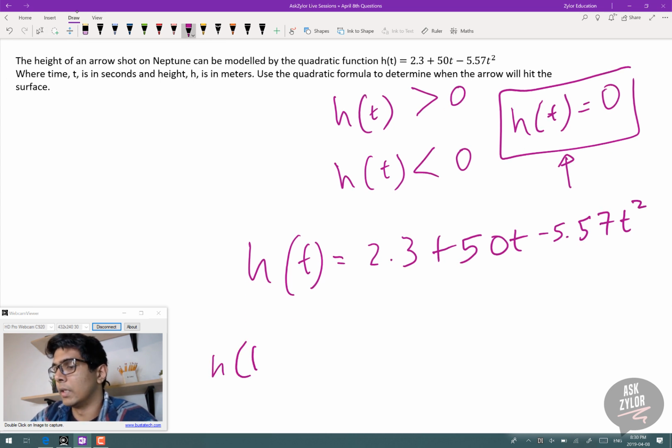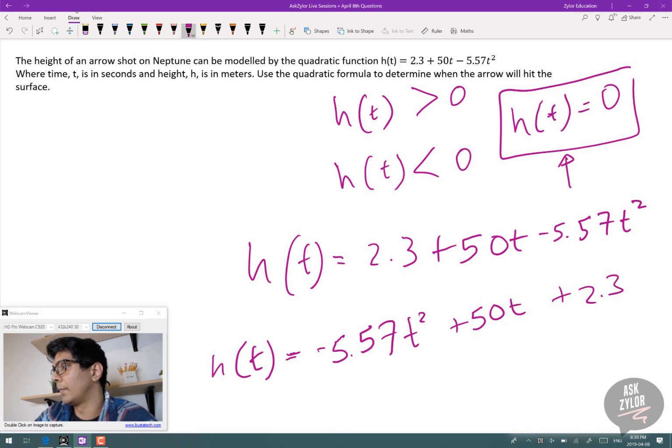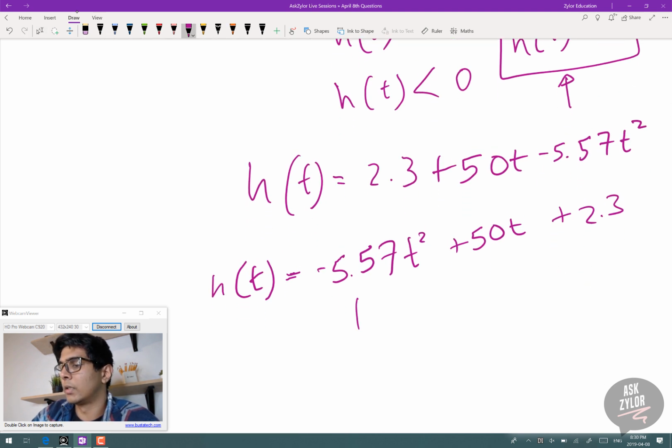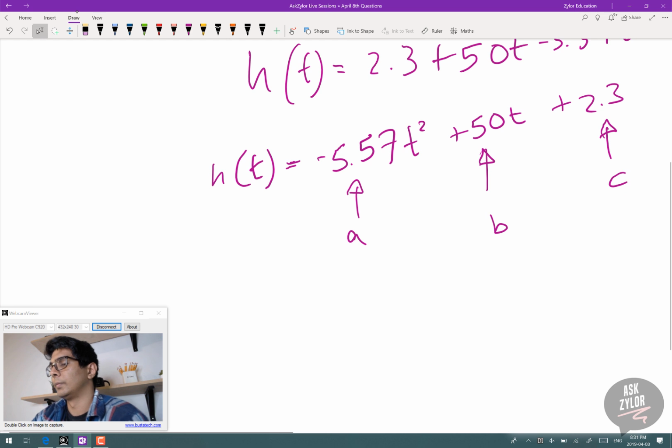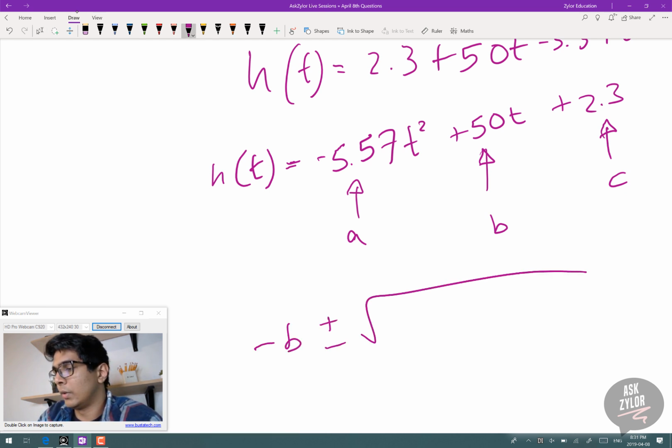So I can rearrange this to write in the general equation for my quadratic. So it's negative 5.57 t squared plus 50t plus 2.3. Right? So this is my a value, this is my b value, this is my c value. I label those because my quadratic equation requires those values.